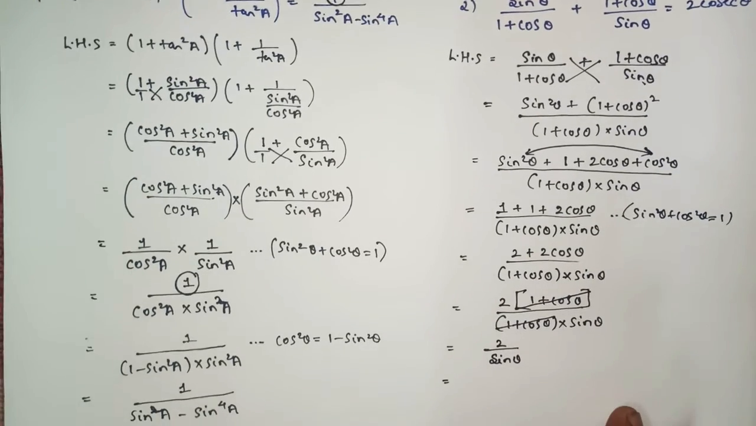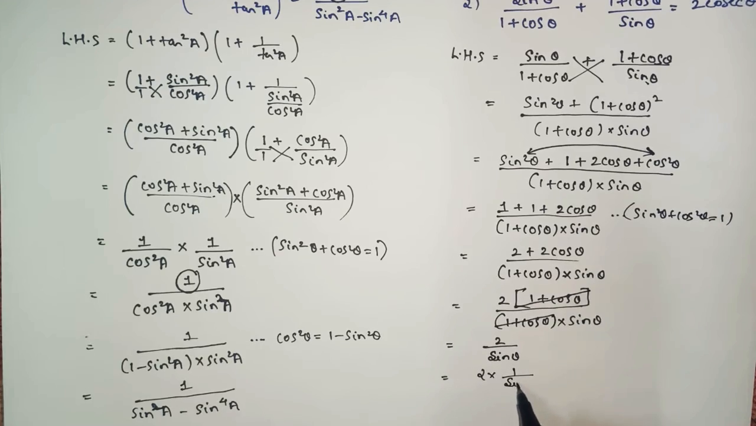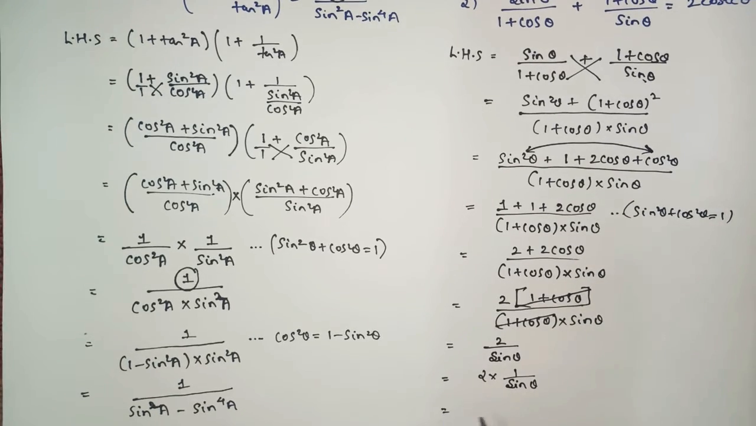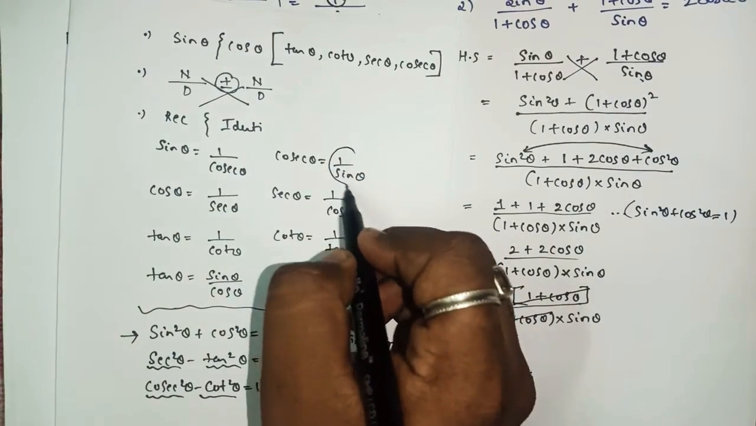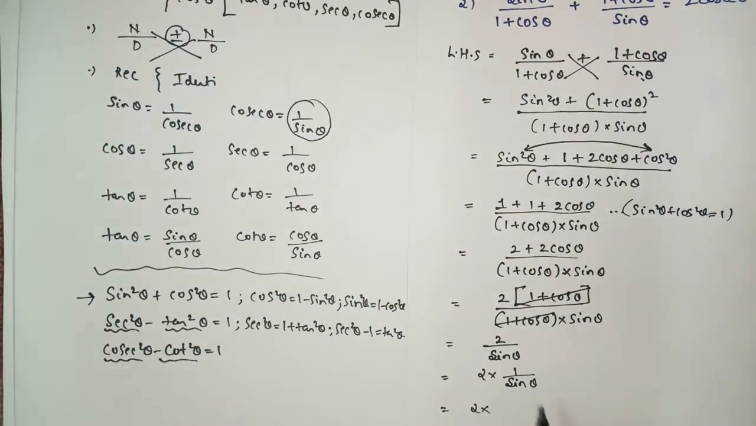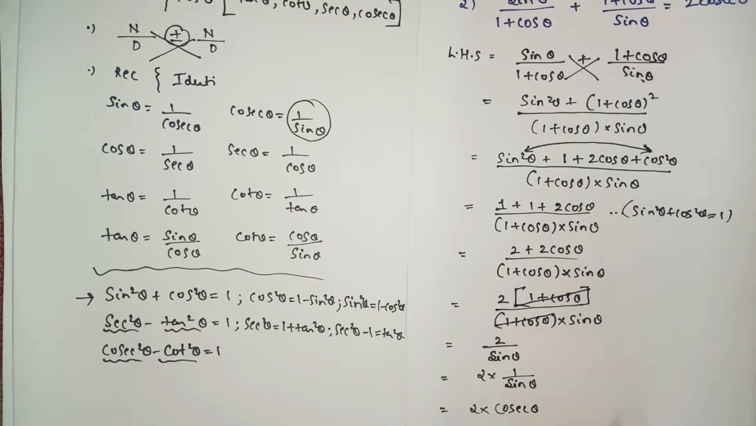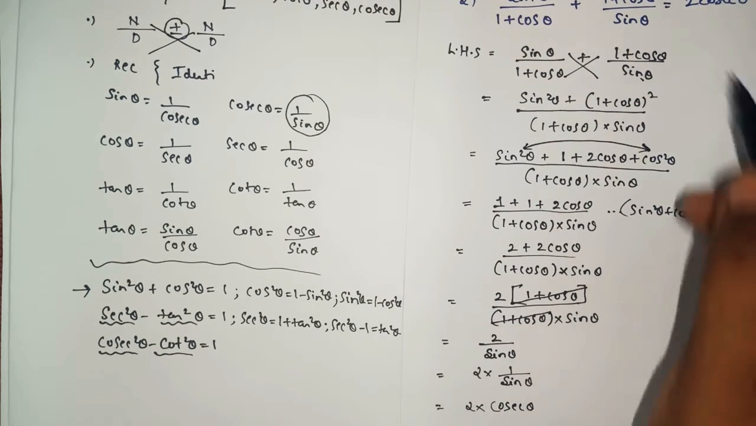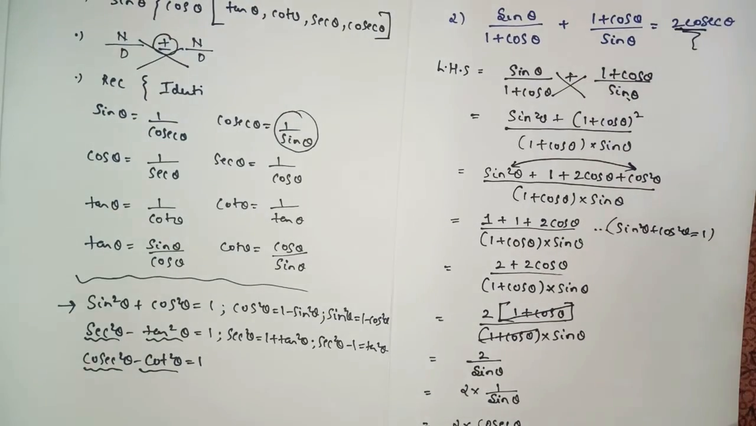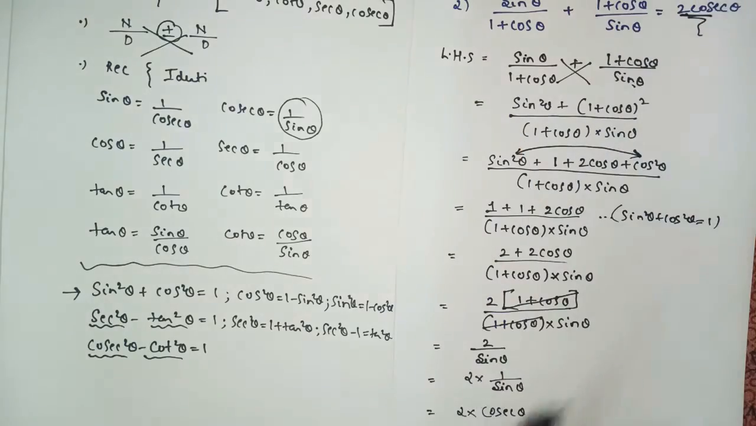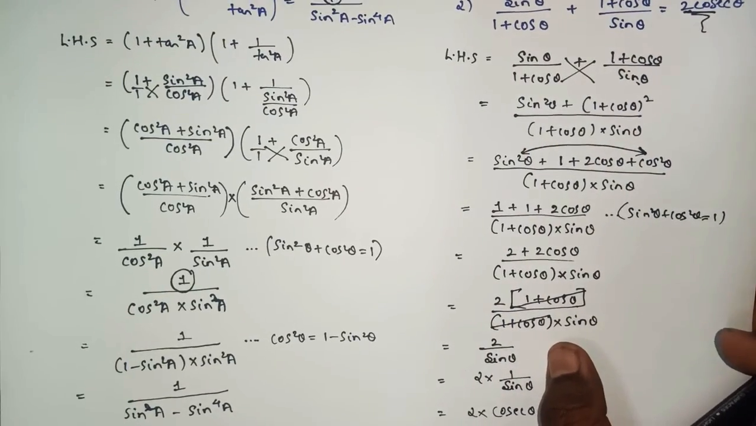So can I write this 2 upon sin theta in the next step as 2 into 1 upon sin theta? And we know that 1 upon sin theta actually is what? It is cosec theta. So in place of 1 upon sin theta we can write cosec theta. So that is your required answer. That is your right hand side. So I hope you all understood this sum also, the second one.